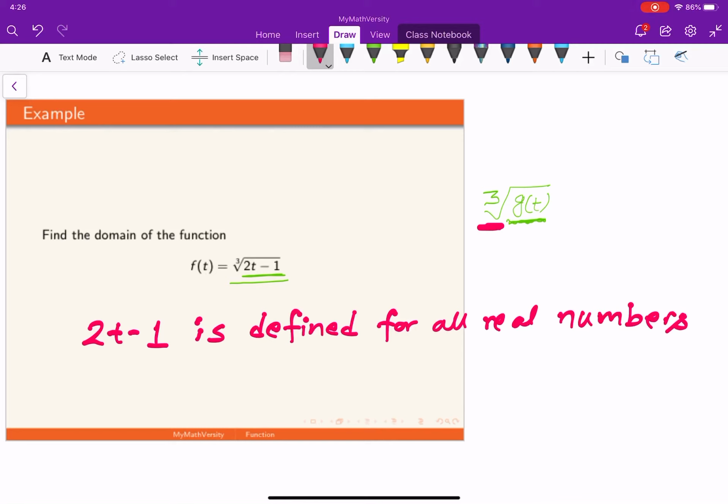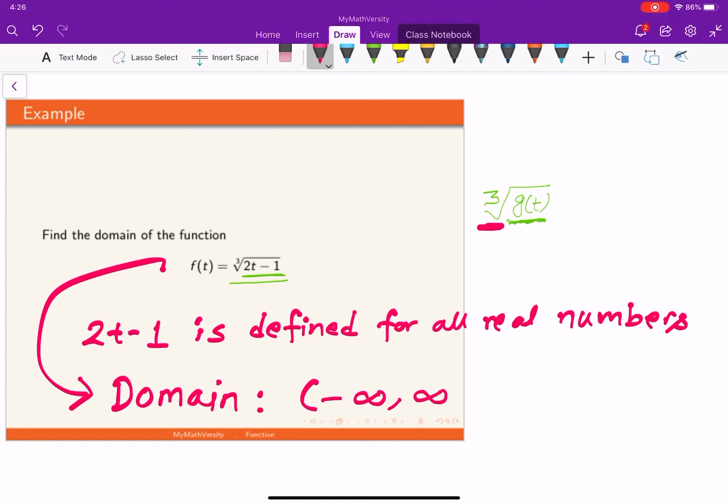So in that case, definitely, if 2t minus 1 is defined for all real numbers, the domain of the given function, cube root of 2t minus 1, will also be all real numbers. In interval notation, we can write this as negative infinity to positive infinity.